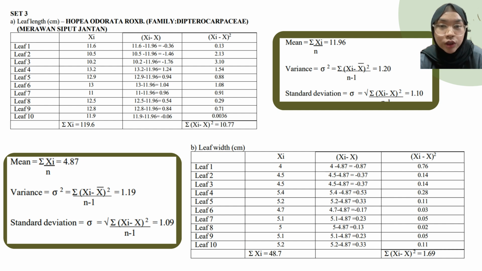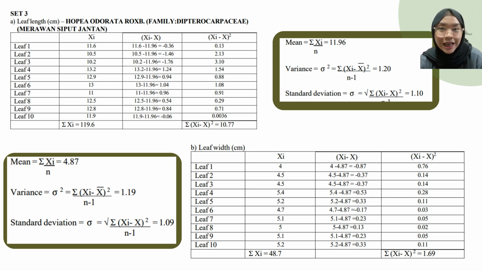So, let's move on to Set 3A. We measured the leaf length of Hopea odorata. The mean length was 11.96 cm, the shortest compared to the other sets. The variance was 1.2 and the standard deviation was 1.1 cm, showing moderate variation but with a consistent size range.